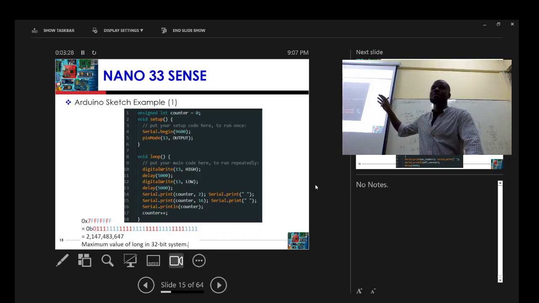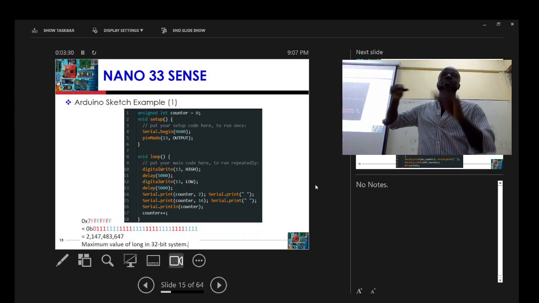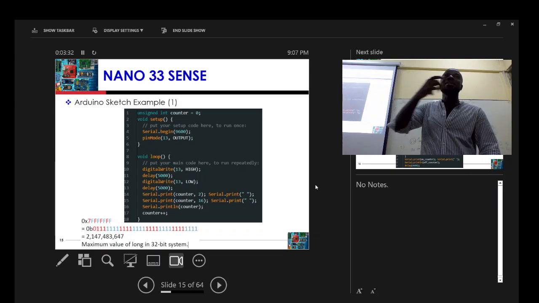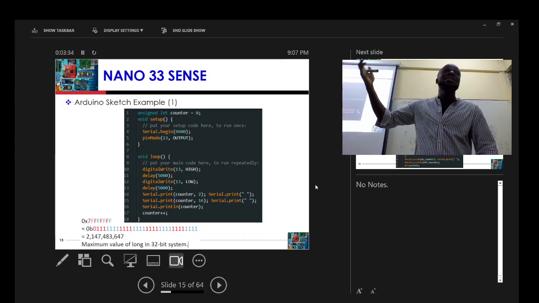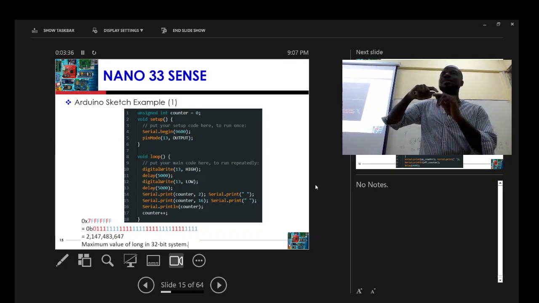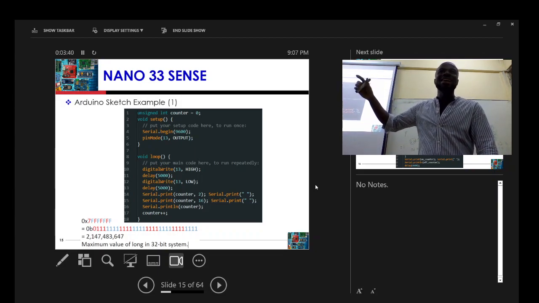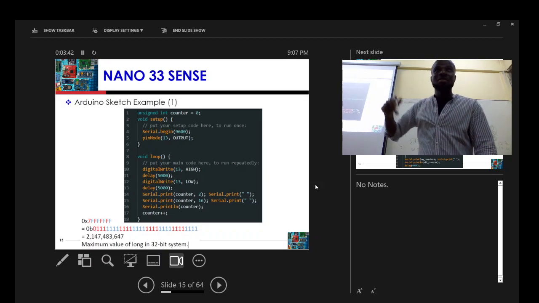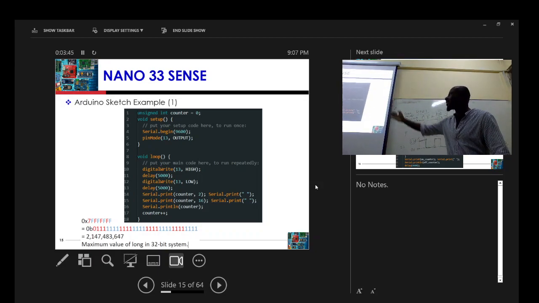So the digital write means that I want to write to the pin that I set, right? So if I say digital write 13, I'm referring to the pin, and then if I give it a high, it means what? On.